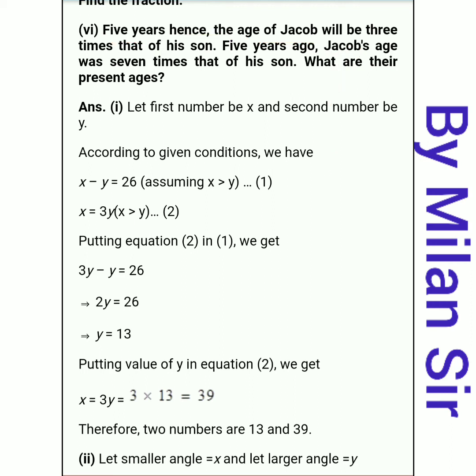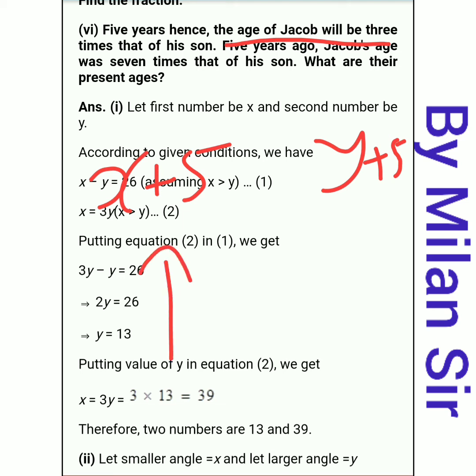So after 5 years, Jacob's age is equal to x plus 5, right? Because the present age of Jacob is x years. So after 5 years plus 5, that means x plus 5, and the age of his son is y plus 5. Now after 5 years, the age of Jacob x plus 5 is equal to 3 times the age of his son.